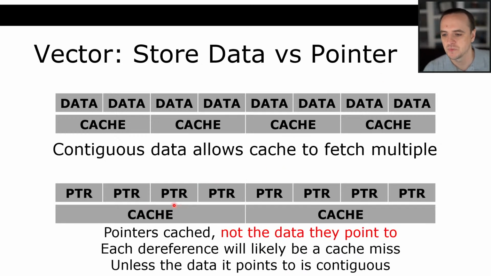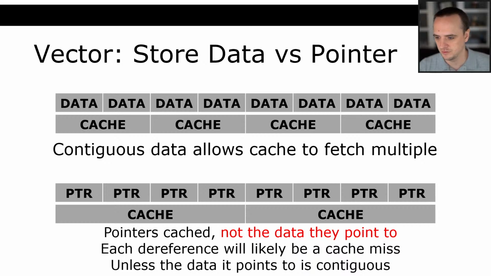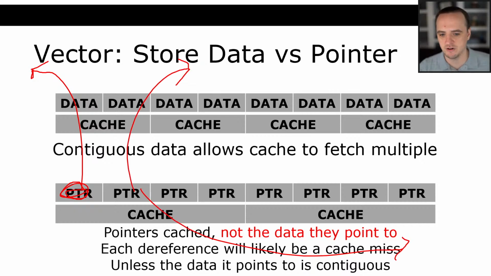Down here, if we store pointers to data, the pointer values are cached, but not the data that it points to. Because this data over here that this points to might live over here in memory. This one might live over here in memory. This one might live over here in memory, right? So we're not actually caching the XY values of our position of our entity. We're just caching the pointers.